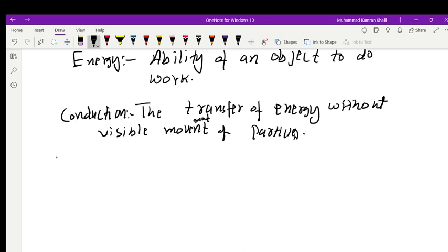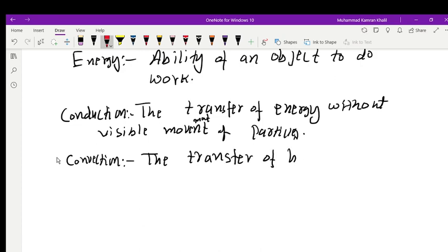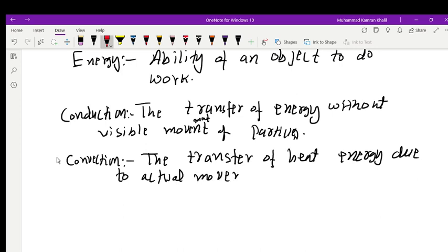Then the definition of the convection. The transfer of heat energy due to actual movement of the particles. The transfer of heat energy due to actual movement of particles.